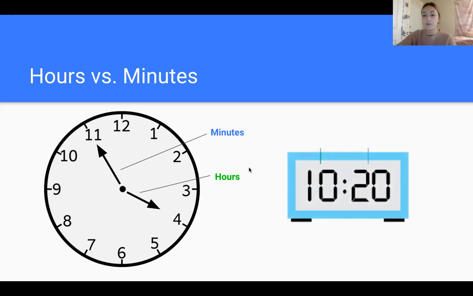So here we have our digital clock. And again, I want you to predict which side shows the hours and which side shows the minutes. And if you said the left showed the hours, you're correct, and the right shows the minutes.